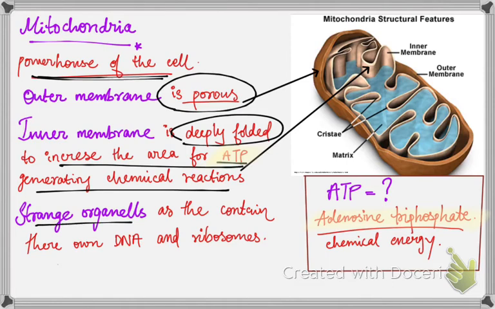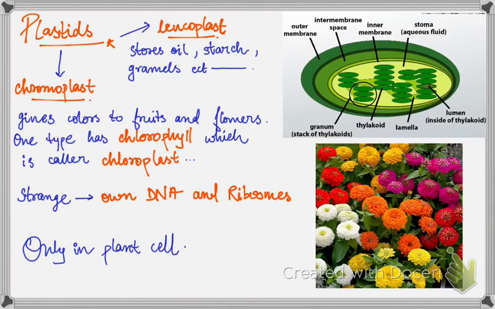Mitochondria and plastids are strange organelles because they have their own DNA and their own ribosomes. So now what are plastids? Let's learn about them first. Unlike the cell wall, plastids are only present in plant cells. They are of two types, chromoplast and leucoplast. Chromoplasts give colors to the flowers and fruits of the plants.